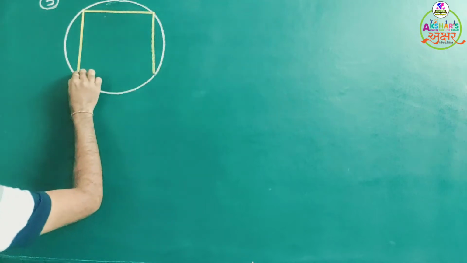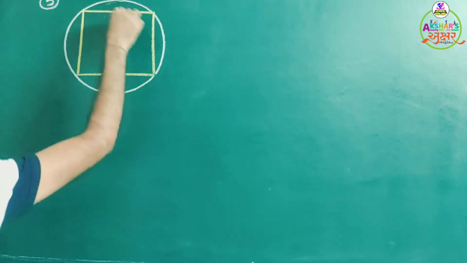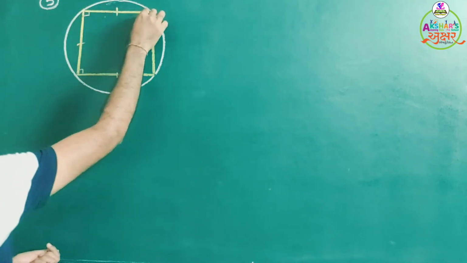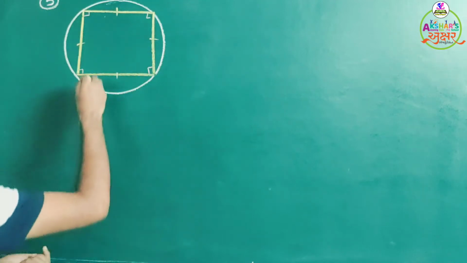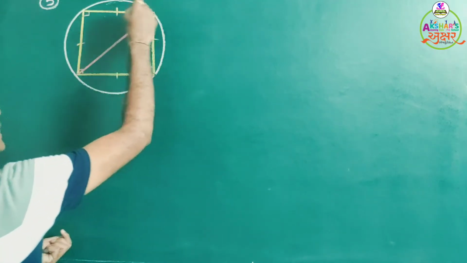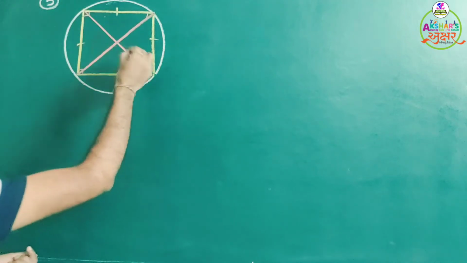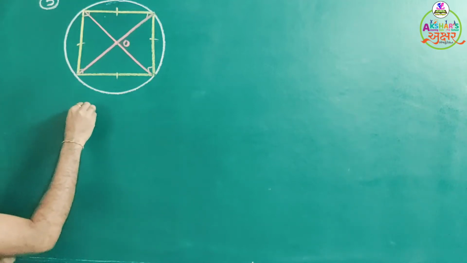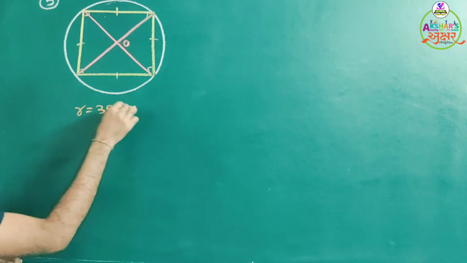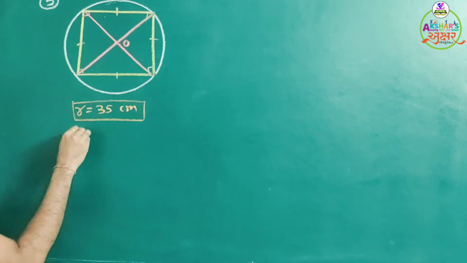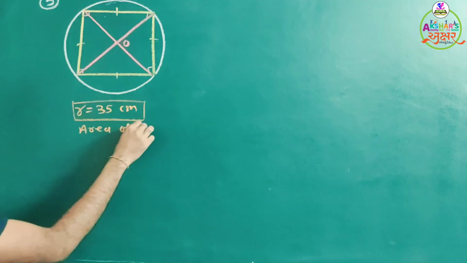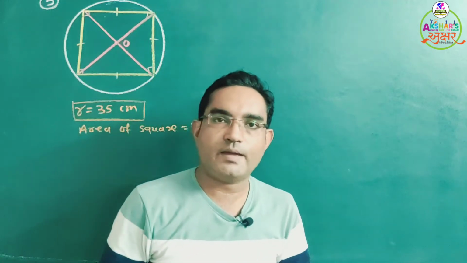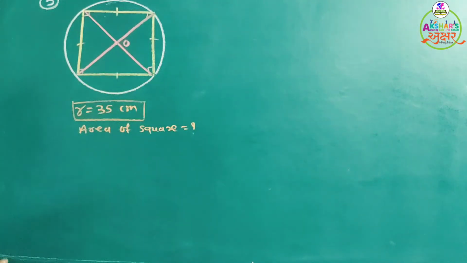What is the property? Different properties of square are there. All sides are equal, all angles are 90 degree, diagonals bisect each other at 90 degree. These are the properties of square. So that square is inscribed in a circle with radius r equal to 35 centimeter. Here we have to find the area of square. What is the area of square that can be inscribed in a circle of radius r equal to 35 centimeter?